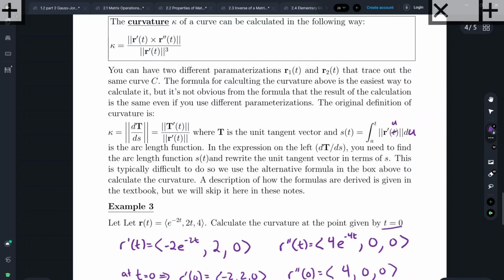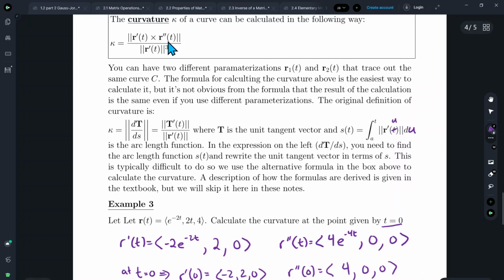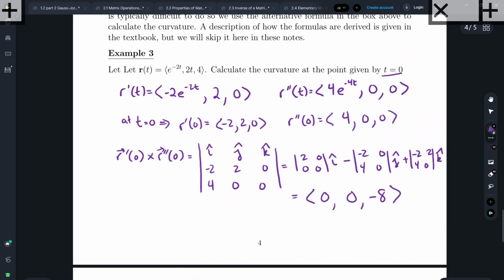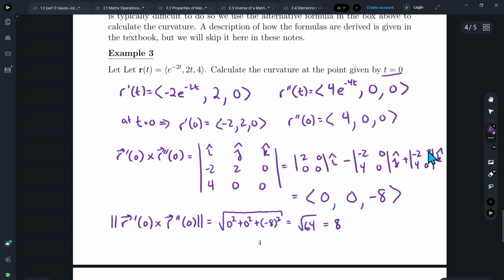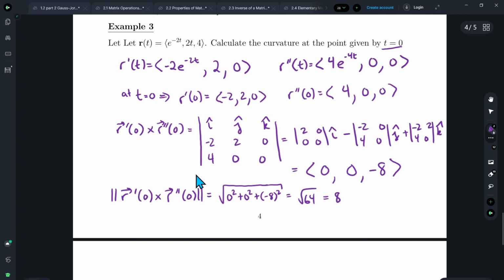And then now what do we need? We need a magnitude in the numerator and also a magnitude in the denominator. So the magnitude of this is just the magnitude of this vector, right? So square root of 0 squared plus 0 squared plus negative 8 squared. So that's just the square root of 64, which is equal to 8. Okay, I'm just going to try to squeeze it into this little space here.